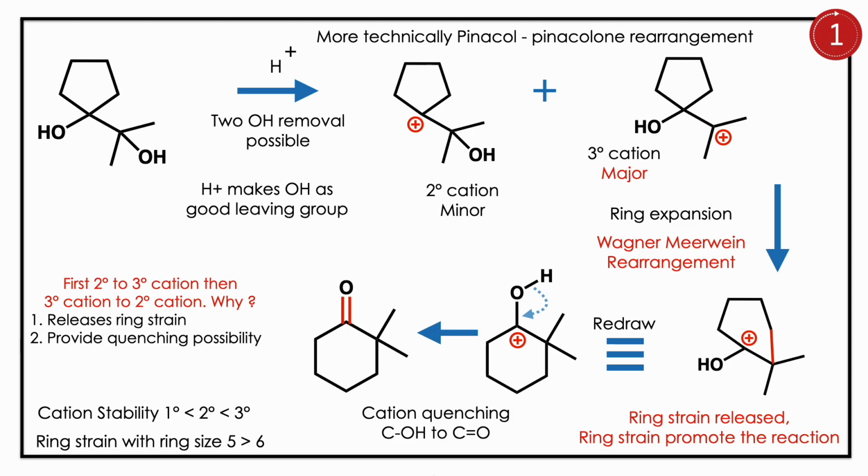The concept you have to learn here is the strain always will be removed in the formation of cation. This example you may consider as an advanced Wagner-Meerwein rearrangement.